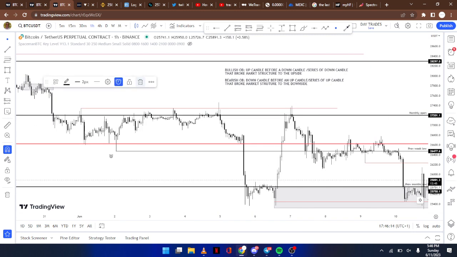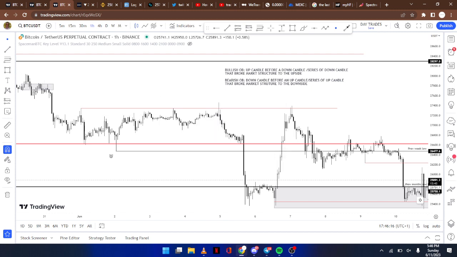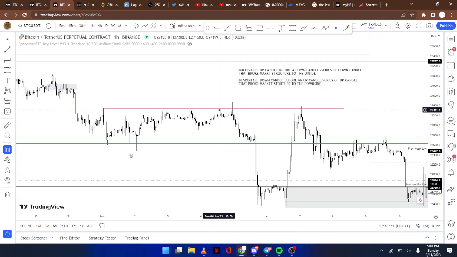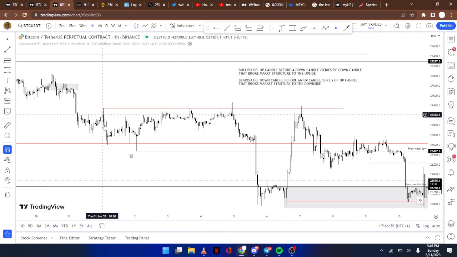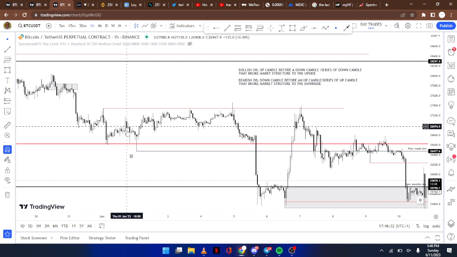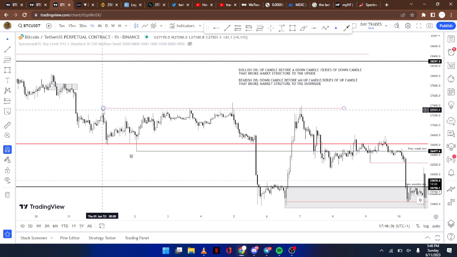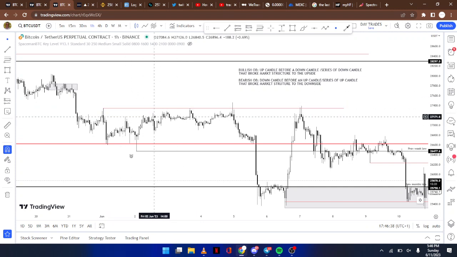Let me delete this for now. Right, so it went above it slightly but failed to close. This is telling you that there's an amount of sell pressure around this area, so sellers are rejecting higher prices at this area. Remember, a higher high and a lower high. Price traded away from it, came back to test it but failed to close above the previous high. This is a bearish swing failure pattern.